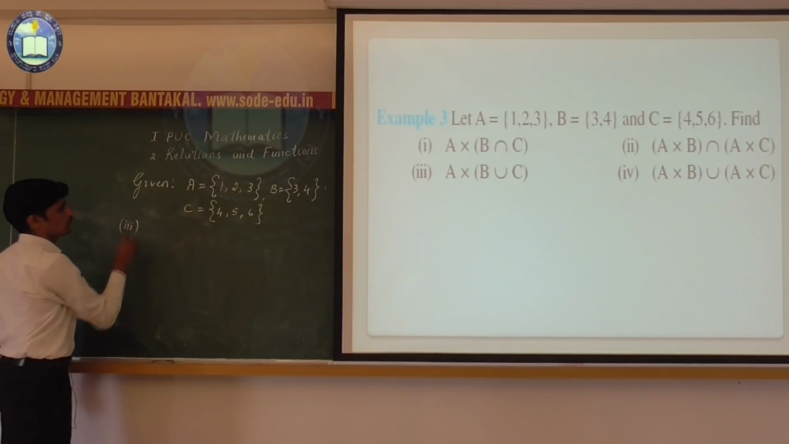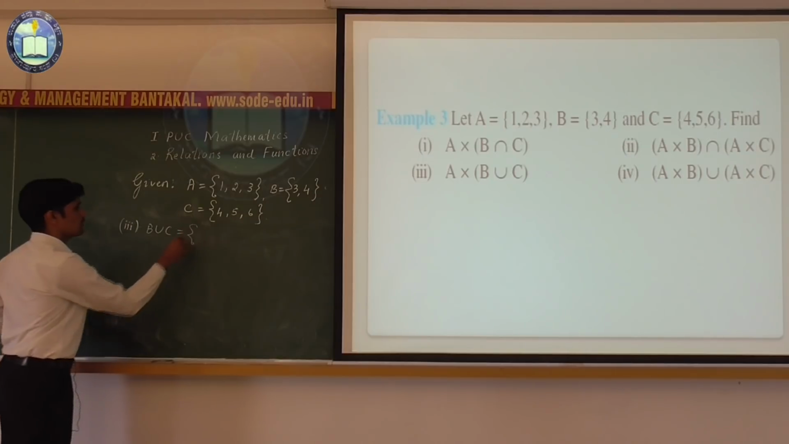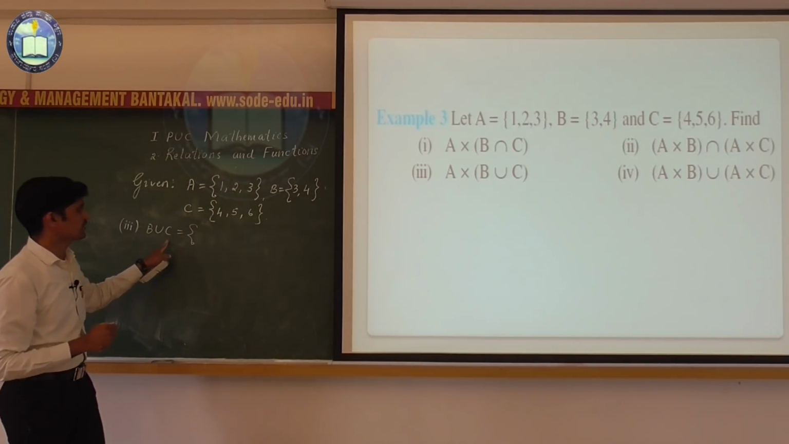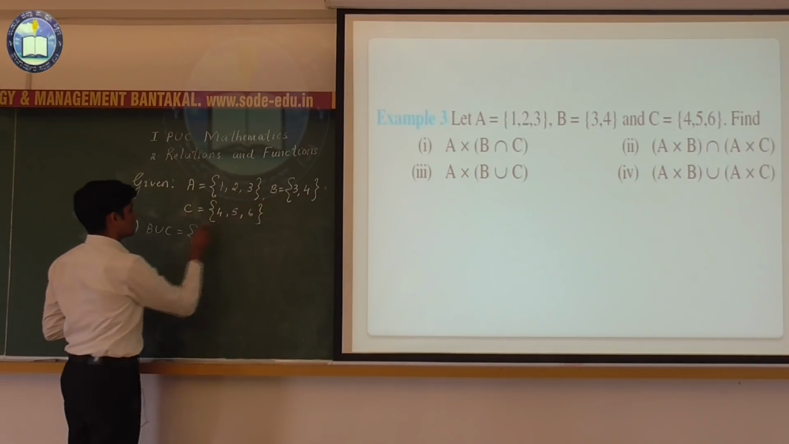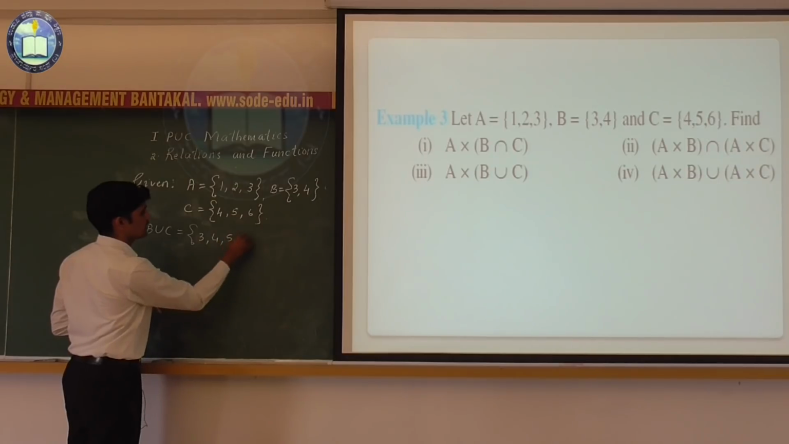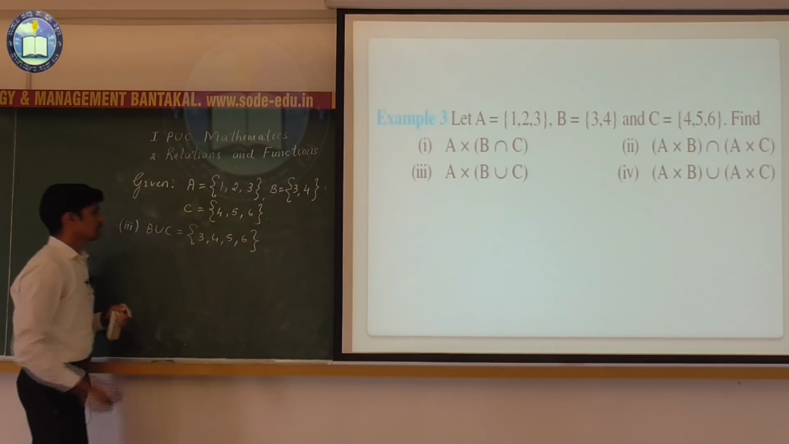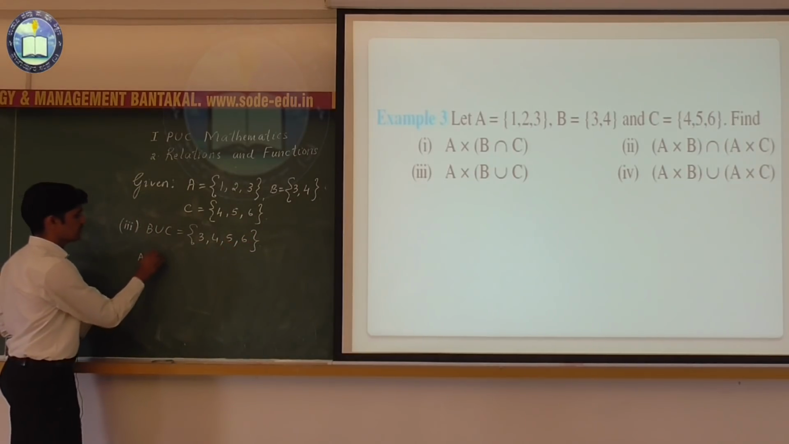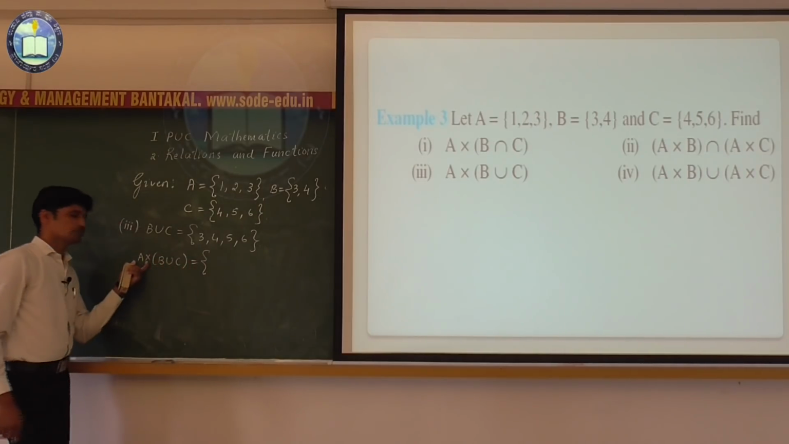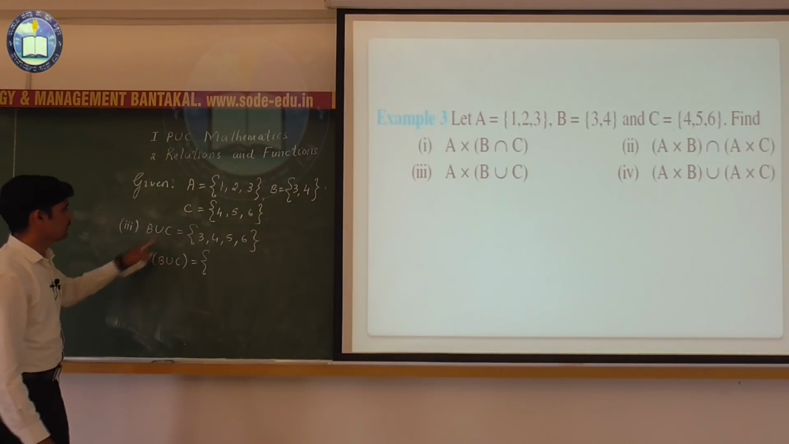You have to find A cross (B union C). B union C is equal to the set of all elements belonging to set B or set C. That is B union C is equal to {3, 4, 5, 6}. Then A cross (B union C) is equal to the Cartesian product of set A with the B union C.